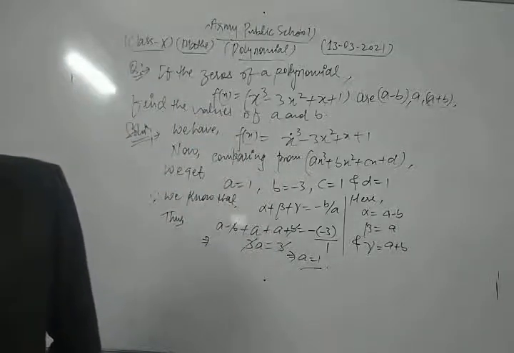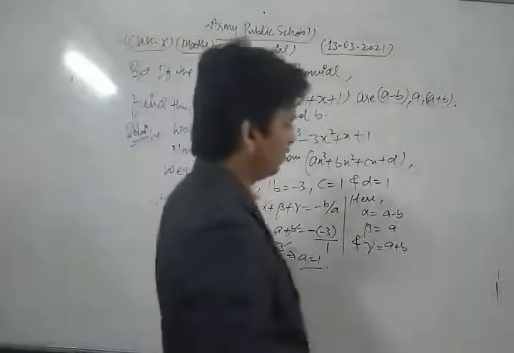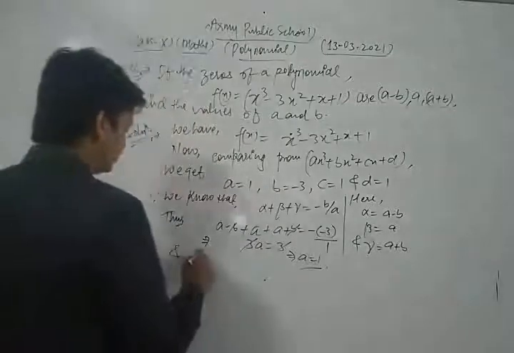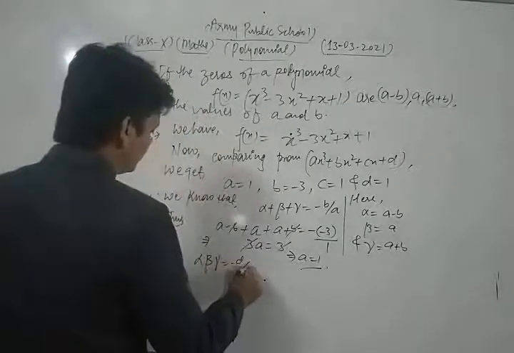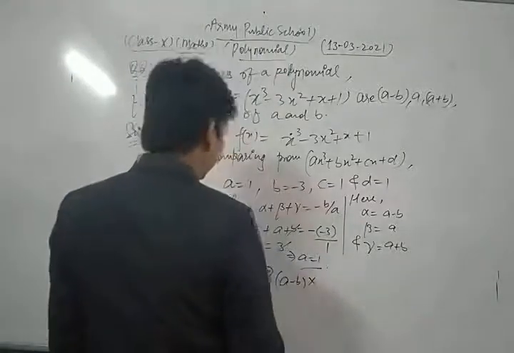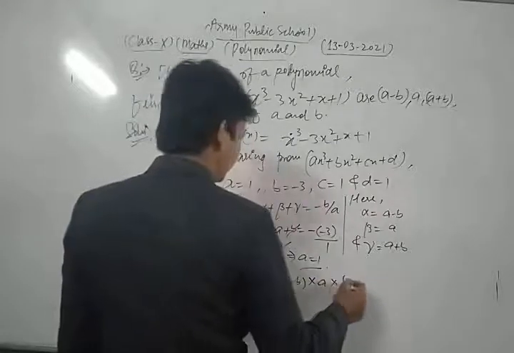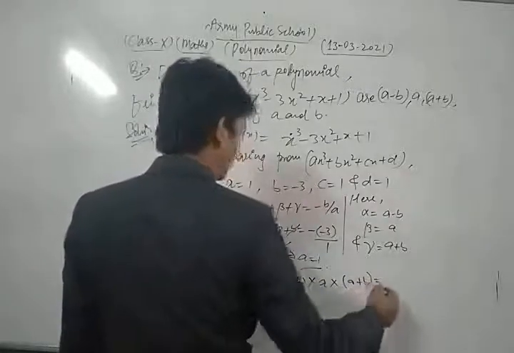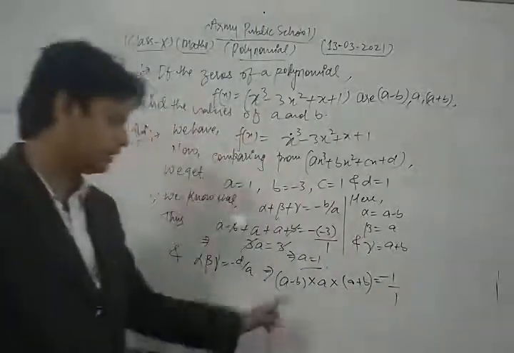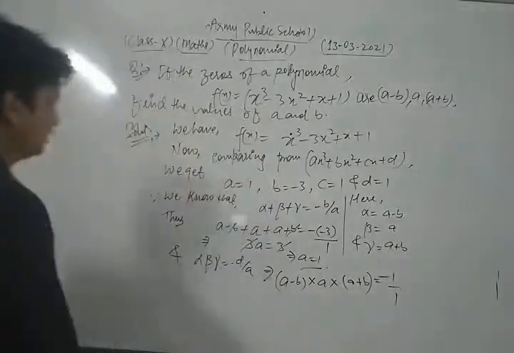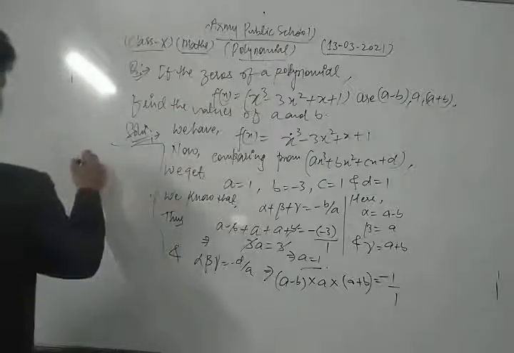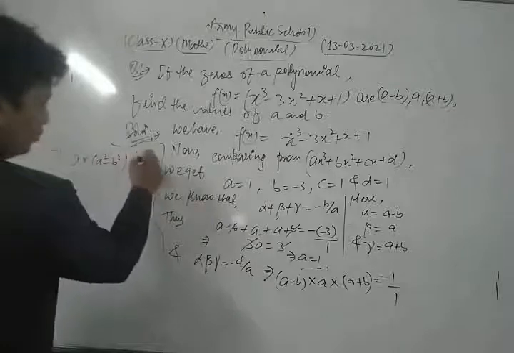Now we apply the next relationship, the product of zeros. We know that alpha into beta into gamma is equal to minus d by a. So we put alpha as a minus b, into beta as a, into a plus b, is equal to minus d by a. The value of d is 1, and a is 1. Now a minus b into a plus b we write as a square minus b square. So we write a into a square minus b square is equal to minus 1.